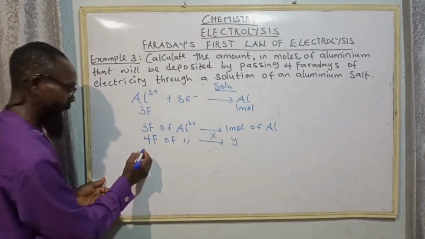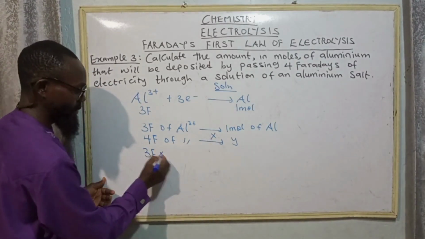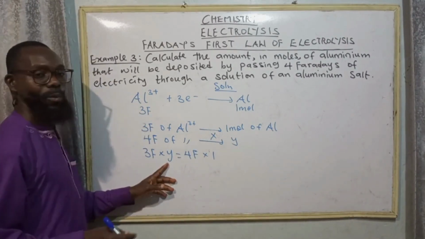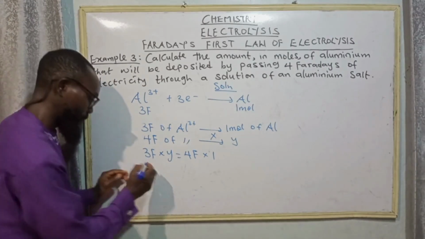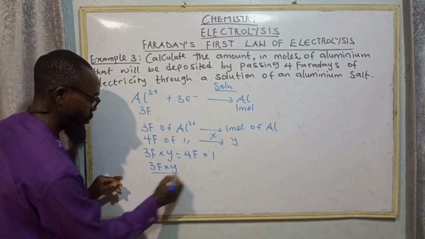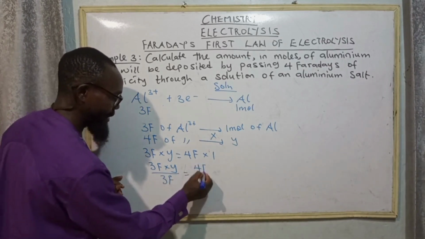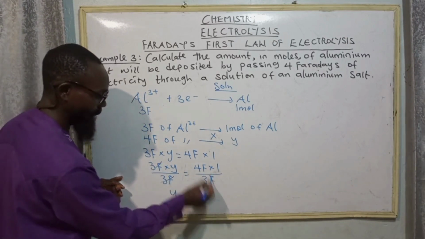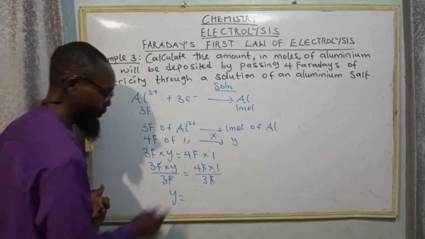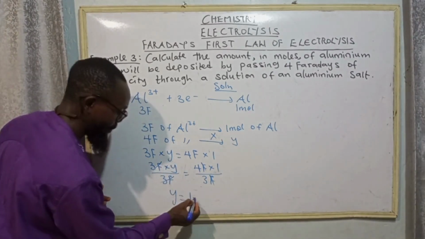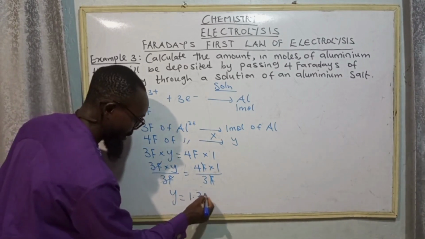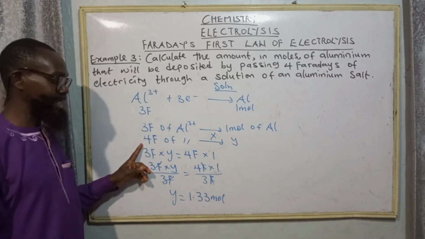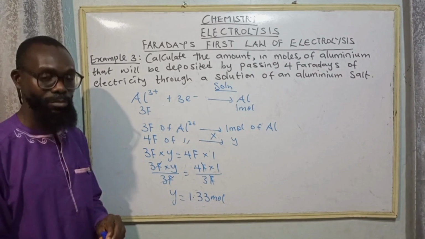Cross multiply. We have 3F, 3 Faraday times y is equal to 4 Faraday multiplied by 1 mole. We need our y, so we divide both sides by 3F. 3 Faradays times y over 3 Faraday is equal to 4 Faradays times 1 over 3 Faradays. This cancels this, y equals, F cancels F. So 4 divided by 3, we're going to have 1.33 mole. Which means that 4 Faraday of electricity is going to give us 1.33 mole.